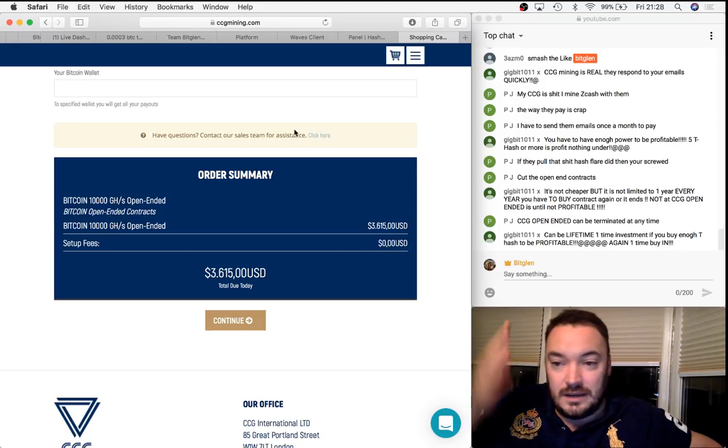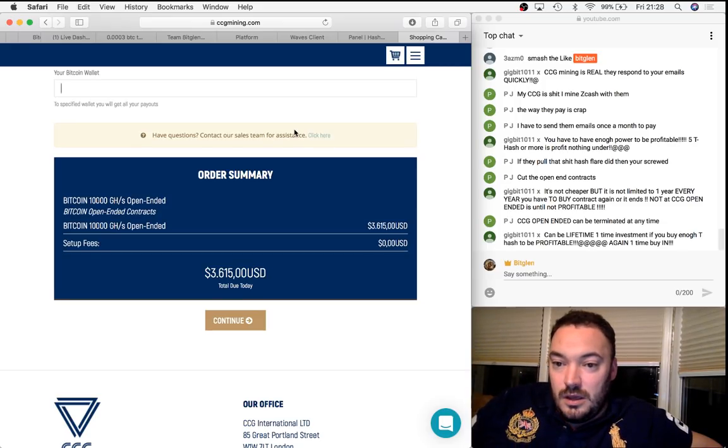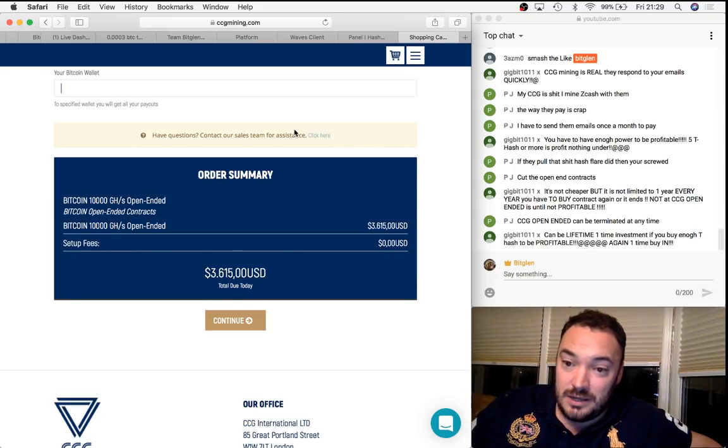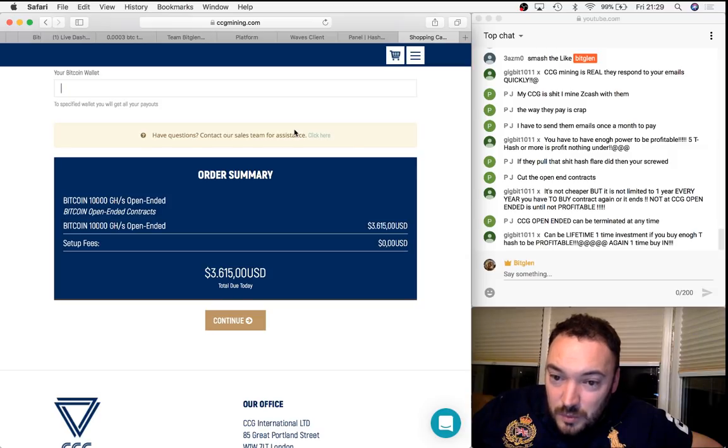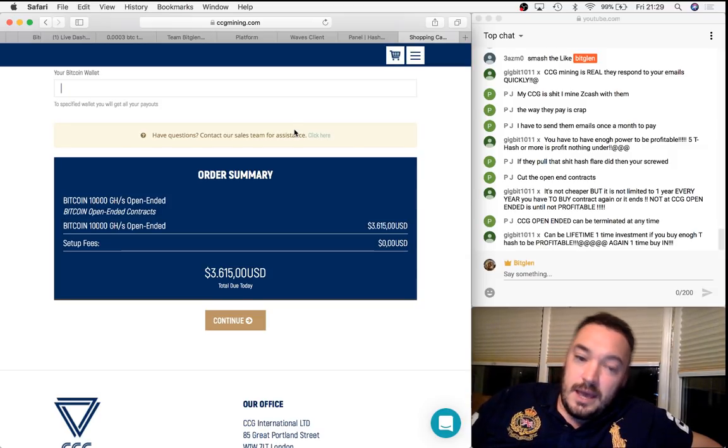Well, you mean if they ended the contracts and then cut the open... Oh, right, yeah, I see what you mean. It's not cheaper, but it's not limited to 1 year every year. You have to buy a contract again or it ends. Not CCG mining, open-ended. Can be terminated at any time. Can be lifetime, one-time investment. If not buy T-hash, profitable. Again, one-time buying. Yes, that is true.